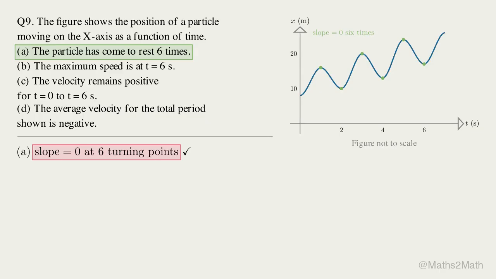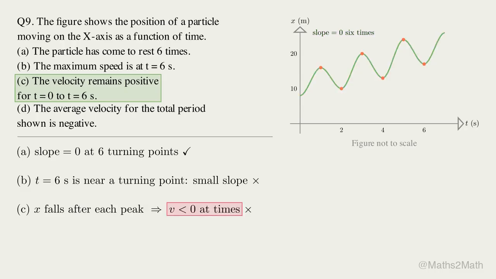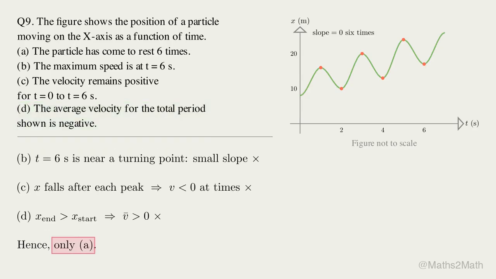Option A is correct. At t equals 6, the curve is near a turning point where the slope is small, not maximal. Option B is wrong. Between the peaks, the curve comes down, so the velocity is negative in those stretches before 6 seconds. Option C is wrong. And the curve ends higher than it starts, so the net displacement is positive, making the average velocity positive, not negative. Option D is wrong. Hence, only option A is correct.